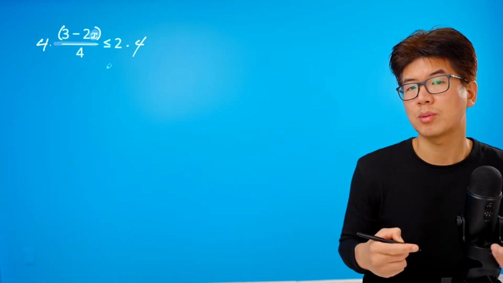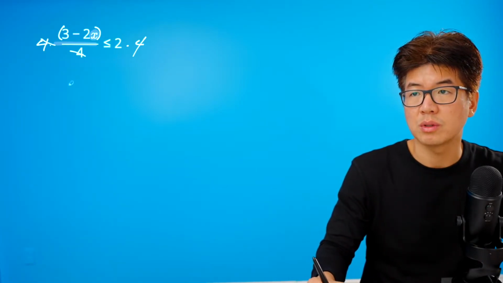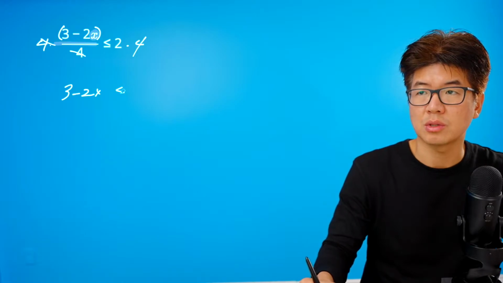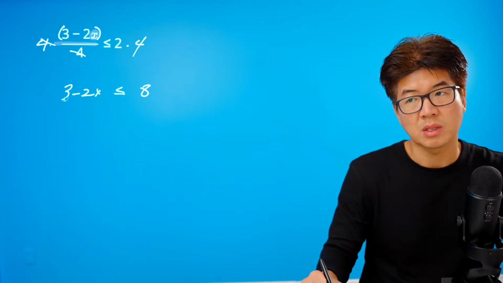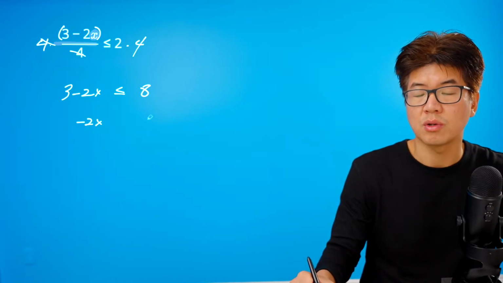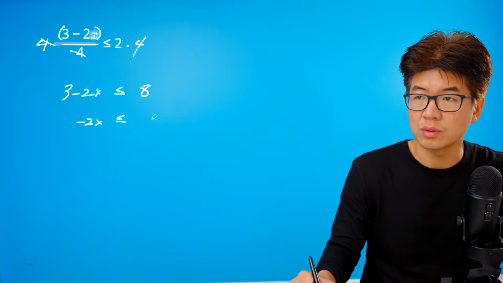And because we're multiplying both sides by a positive number, the inequality will hold, meaning it won't change. Next, we can subtract 3 from both sides. And when you add a number to both sides or subtract a number from both sides, the inequality holds.